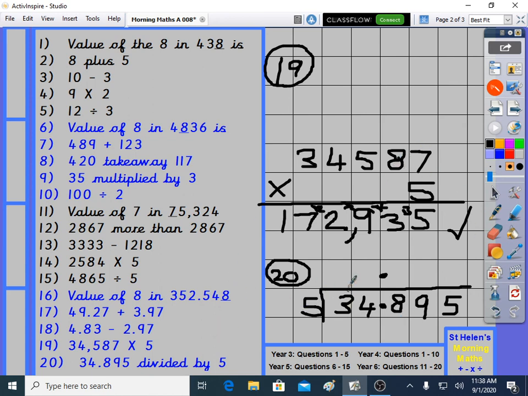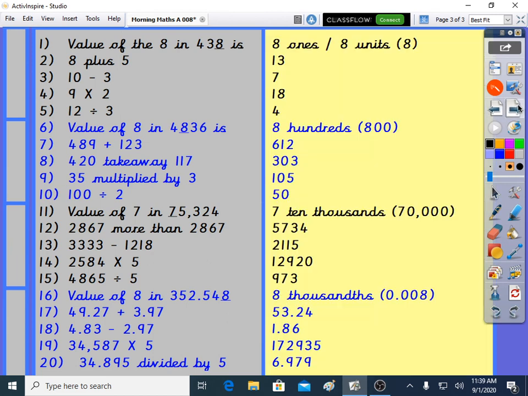So how many 5s in 3 is 0, carry the 3. How many 5s in 34 is 6, remainder 4. How many 5s in 48 is 9, remainder 3. How many 5s in 35 is 7, remainder 4. How many 5s in 45 is 9? 6.979. Going to put the answers on in a few seconds. 6.979 should be the last one.